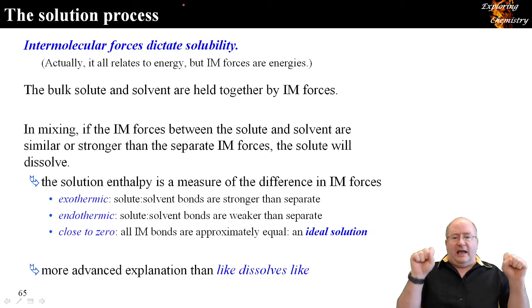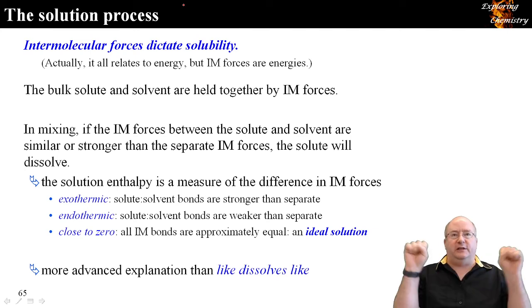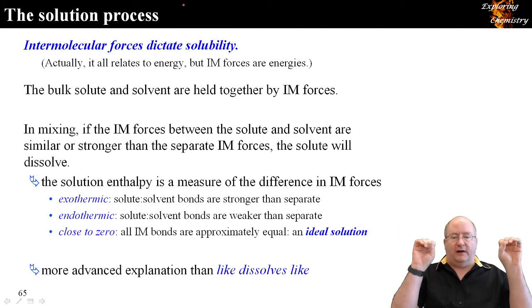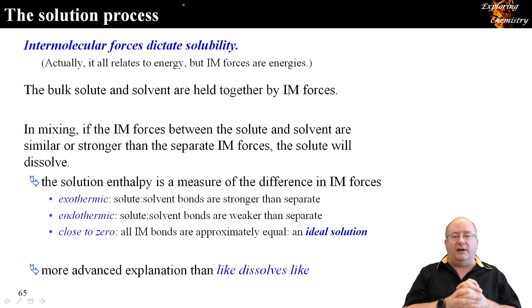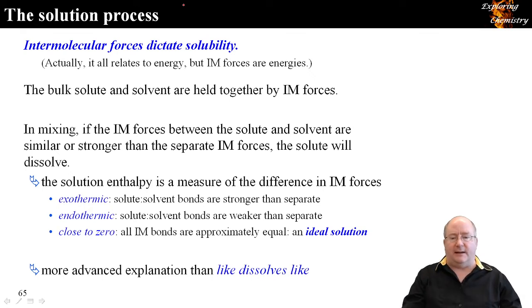So if there is more energy released forming these solvent-solute bonds, the solution bonds, if those bonds are stronger, more energy is released than was required to break the original ones, and you end up with an exothermic process. If the bonds being formed are weaker than the solute and solvent bonds together, then you have an endothermic process, because the solution bonds are weaker than the separate ones.